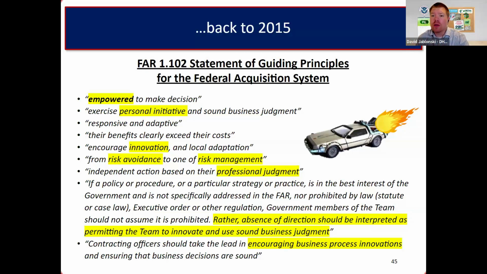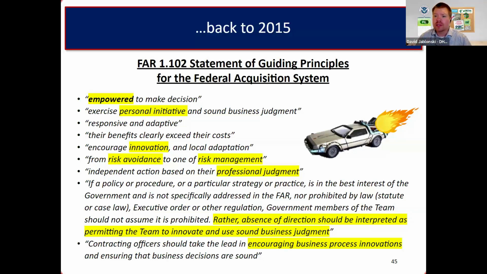And going from one of risk avoidance towards more of risk management, so that everyone can use some professional judgment as they're going through the process. Now, here's a nice, important highlight at the bottom here. Rather, absence of direction should be interpreted as permitting the team to innovate and use sound business judgment. So that's big.